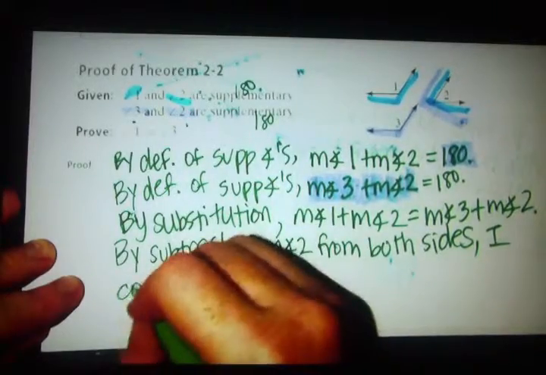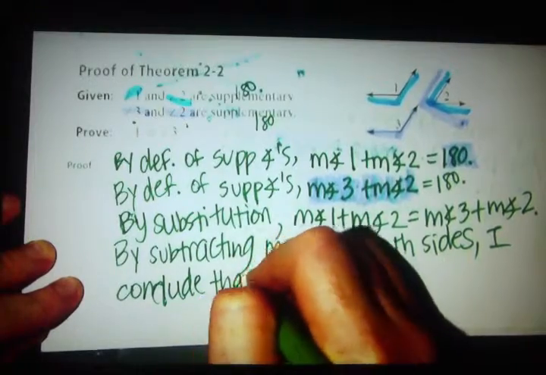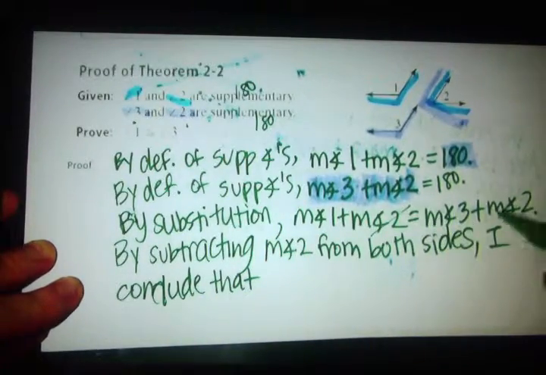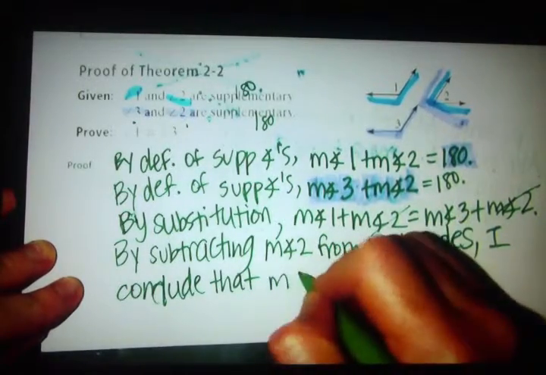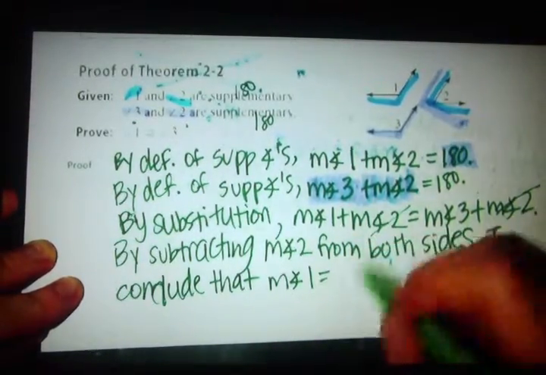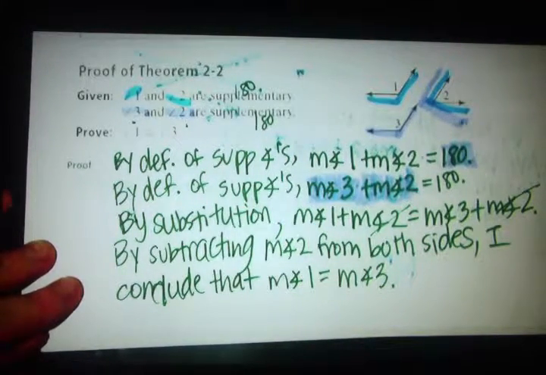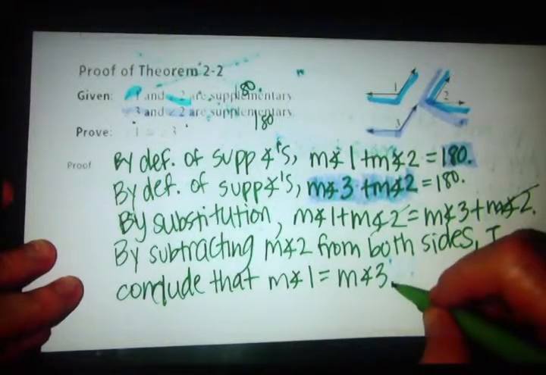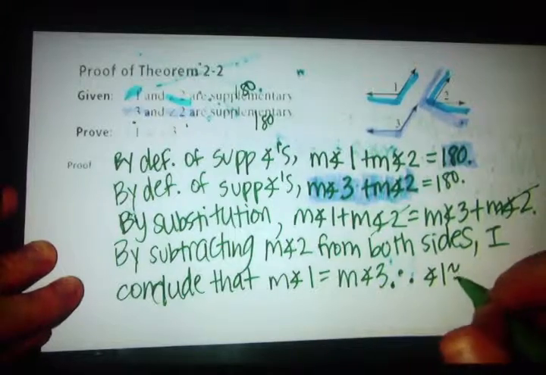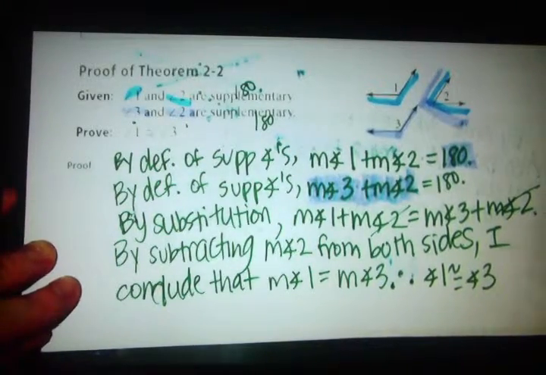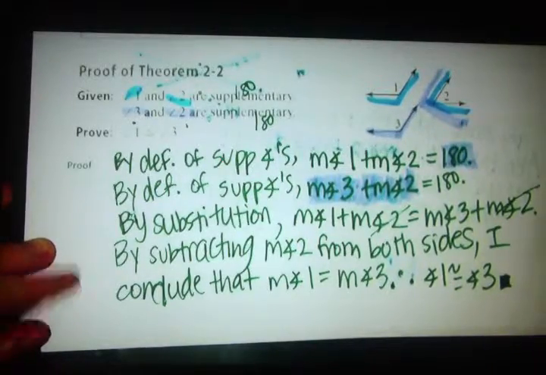I conclude that, okay, pretend I get rid of them, which I did, but pretend I got rid of them there. Measure of angle 1 equals measure of angle 3. Alright, turn that period into a therefore, because if the measures are the same, angle 1 is congruent to angle 3. Okay, and that's what I wanted to prove, so I'm done.